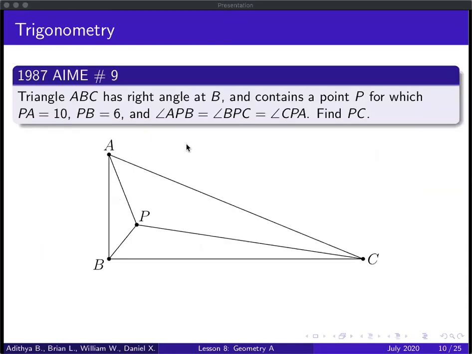So I'll give you all a moment to read this one over and try to copy down the diagram.